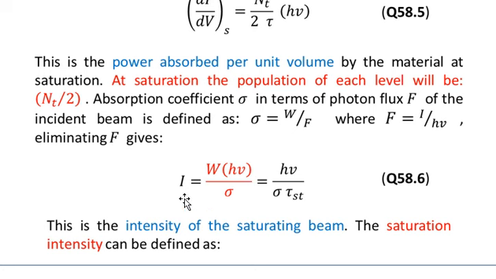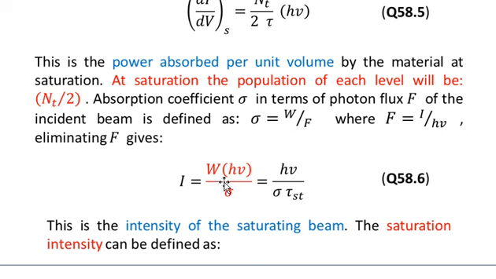That is, I, the intensity of the incident beam, is equal to W into h nu over sigma. W is the stimulated transition rate, that is the stimulated absorption rate and the stimulated emission rate for both, because both rates are equal. So I is equal to W into h nu over sigma. H nu is the energy of a photon in the beam and sigma is actually the cross section, which we can say is the absorption coefficient. So this is the absorption coefficient sigma over here.